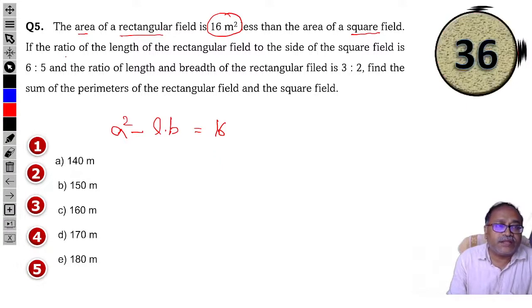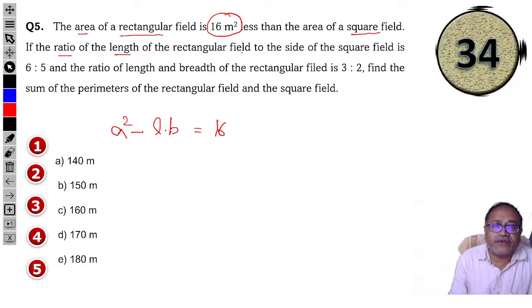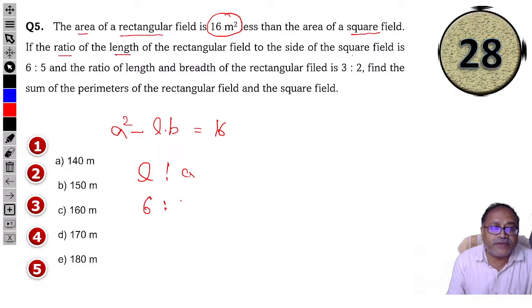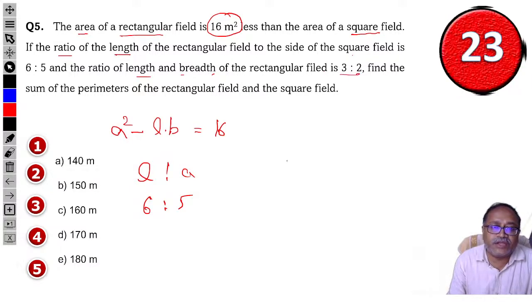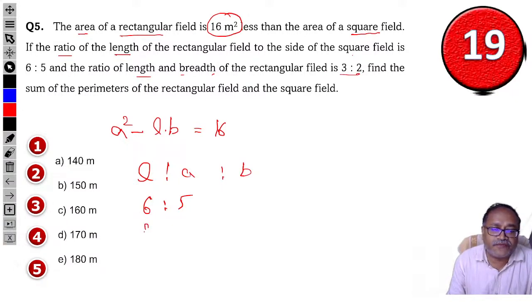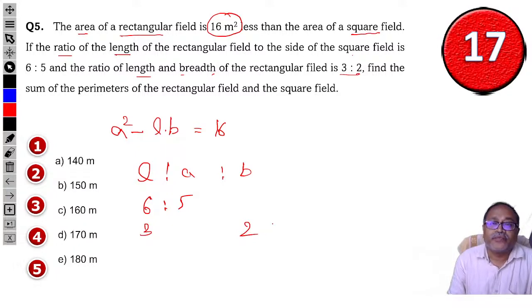It is also said that the ratio of the length of rectangle and side of square, so length of rectangle is to side of square is 6:5, and the ratio of the length and breadth is 3:2. Length and breadth, if this is 3, this is 2.